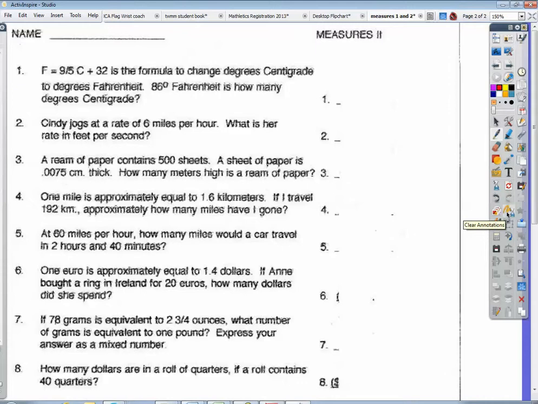€1, number 6, is approximately equal to $1.4. If Anne bought a ring in Ireland for €20, how many dollars did she spend? I'm sure the Irish would be very happy to have her money right about now.